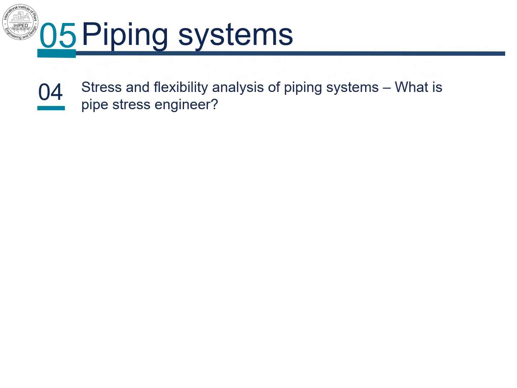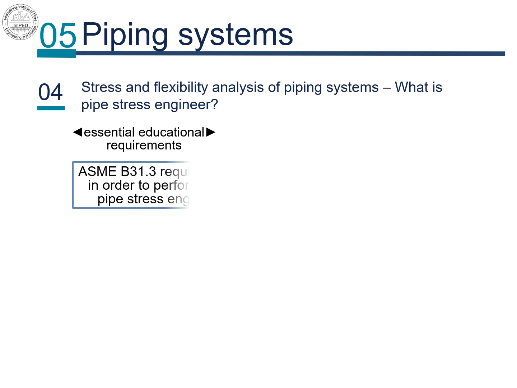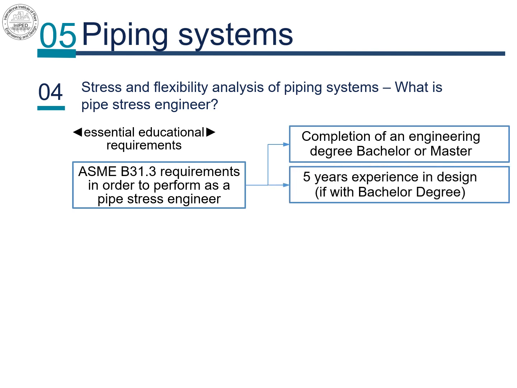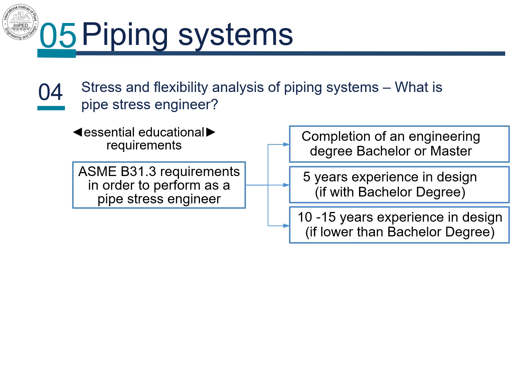To answer the question, what is a pipe stress engineer? In terms of essential educational requirements and experience, he or she must hold in practice a bachelor or master's degree in engineering. As per ASME B31.3 Piping Code Chapter 2, A, completion of an engineering degree, requiring 4 or more years of full-time study, plus a minimum of 5 years experience in the design of related pressure piping. According to ASME B31.3, a designer, pipe stress engineer, with a lower formal education than bachelor or master degree, needs 10 to 15 years of practice and supervision in order to be responsible for the design, pipe stress analysis.